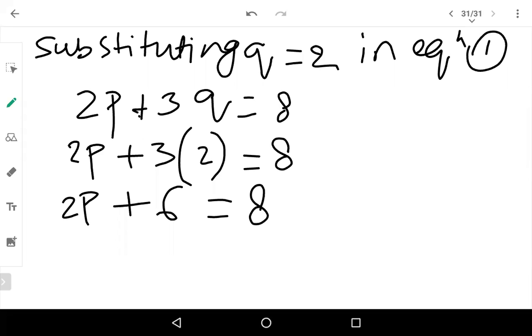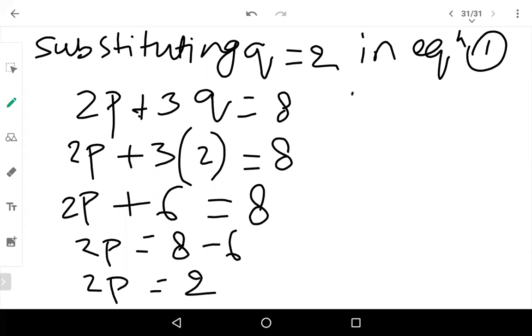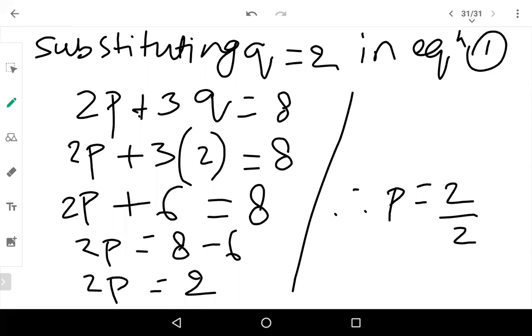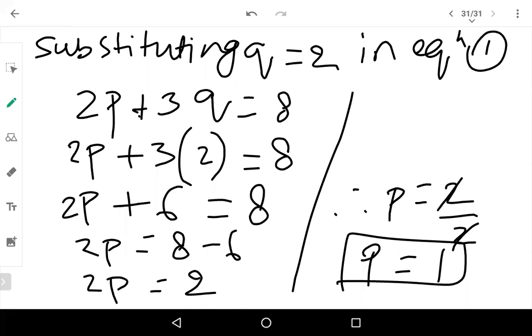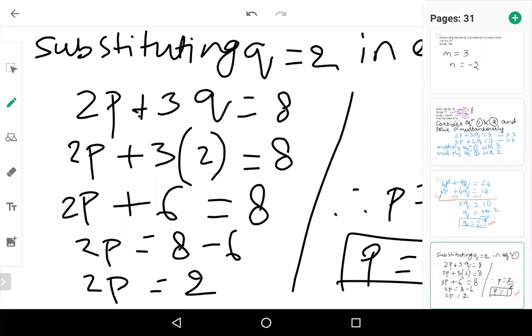Okay. So next, 2p is equal to 8 minus 6. So 2p is equal to 2. Therefore p is equal to 2 by 2. 2 ones are 2. So p is equal to 1. So I also got the value of p. Okay, so we got the value of q as well as p.